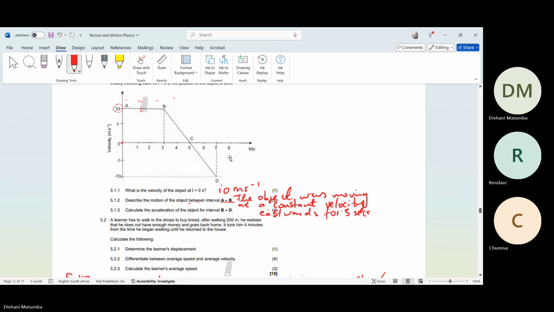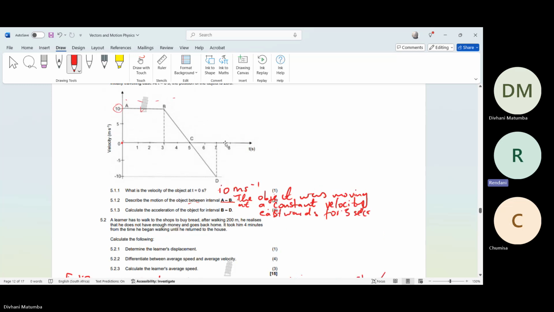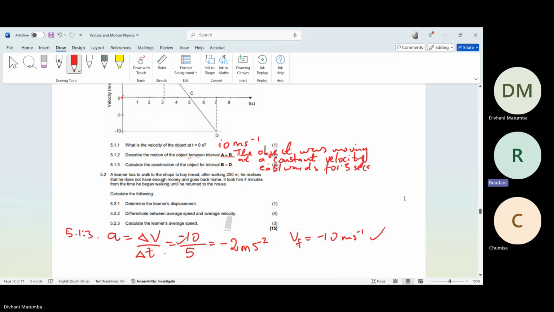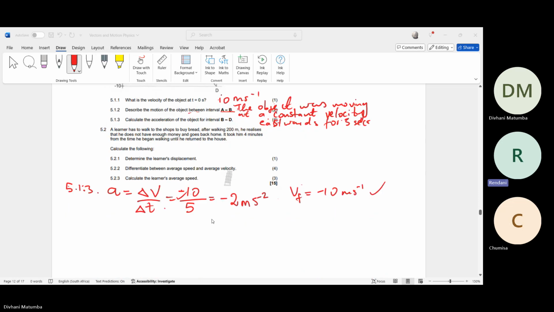Yes, I do. I agree. I don't. You see what I did? I used the formula for a equals change in velocity over time taken. Yes. This one.